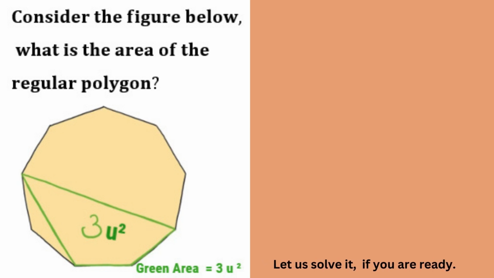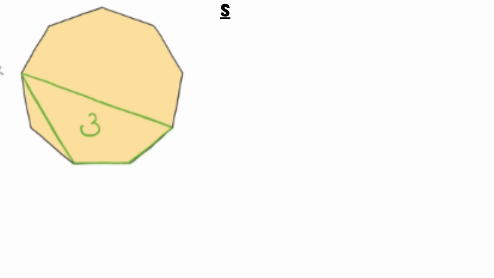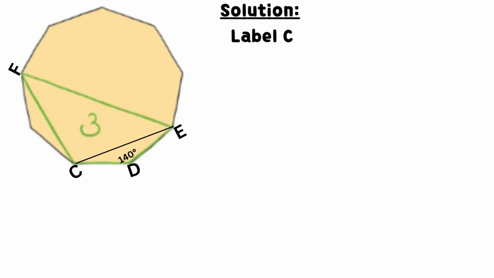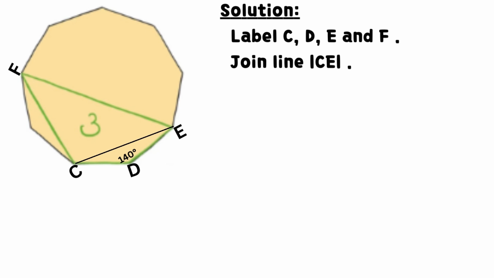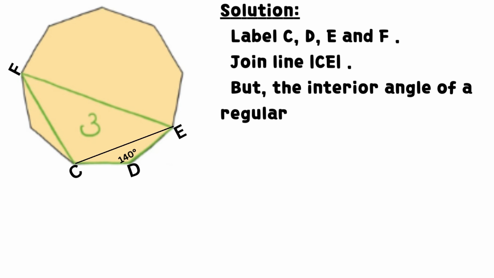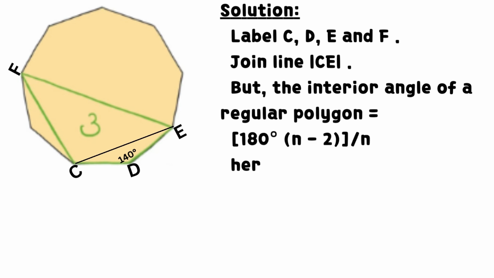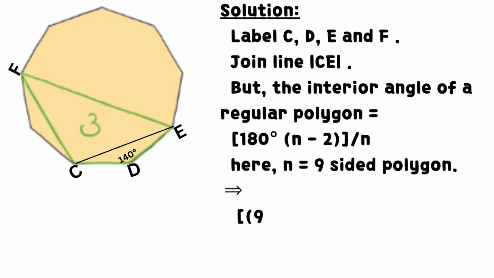What is the area of the regular polygon? Label C, D, E, and F. Join line C, E. But the interior angle of a regular polygon equals the product of 180 degrees and n minus 2, all divided by n. Here, n equals 9, a nine-sided polygon.